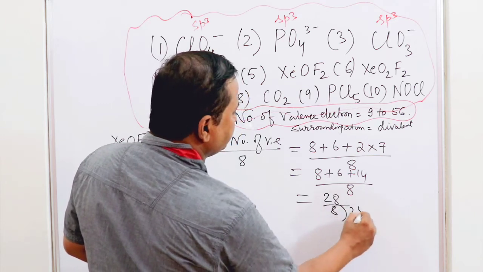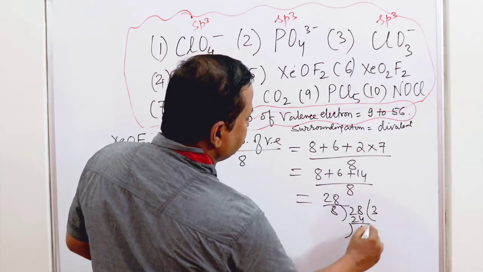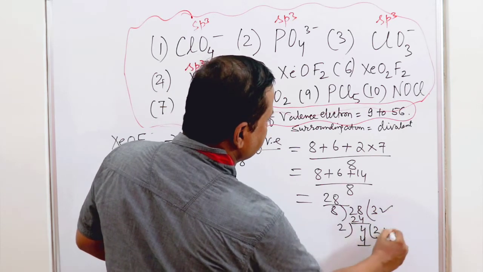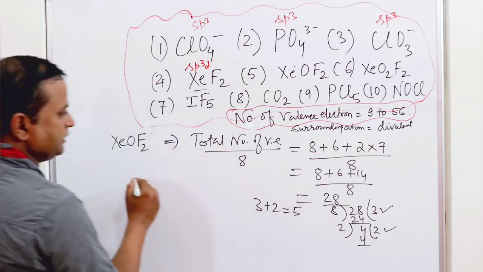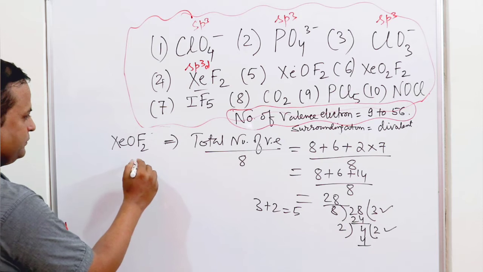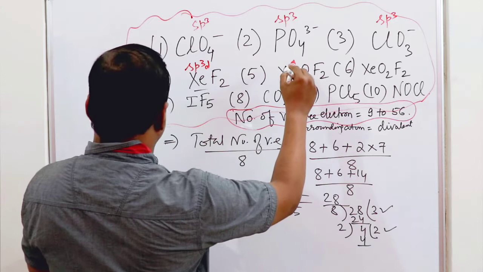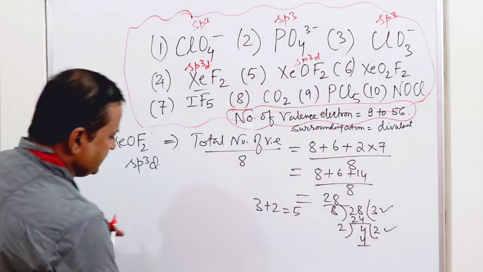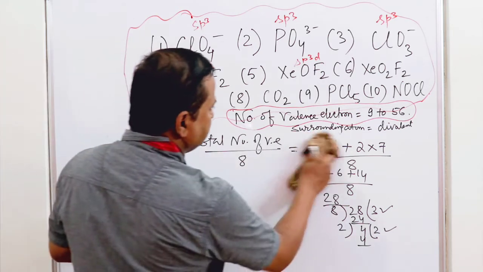So 28, when we divide, 8 3s are 24. Now 4 remainder, so the remainder we have to divide by 2. So 2 2s are 4. So 3 plus 2, that is again 5. So that means it is sp3d. So here also XeOF2 is sp3d.